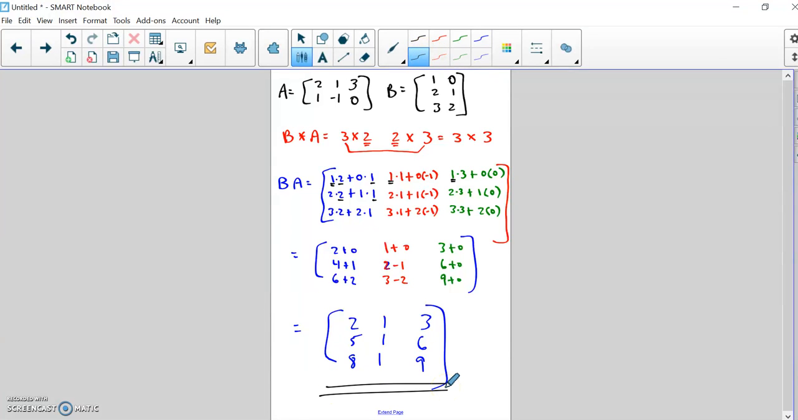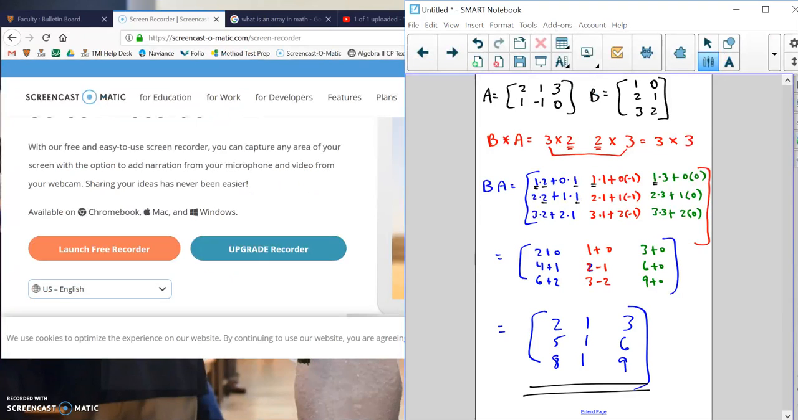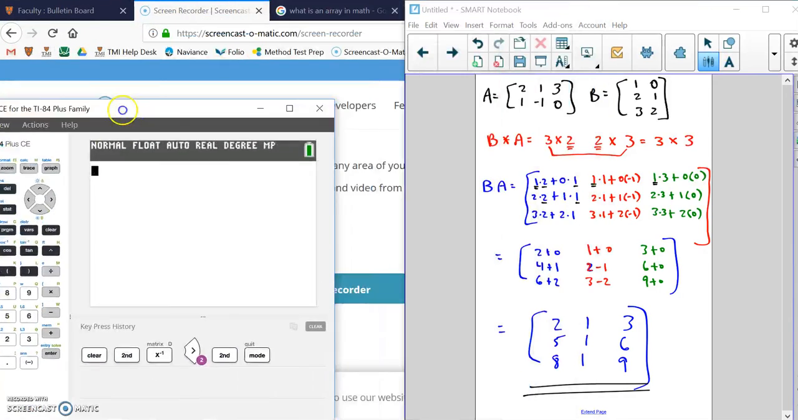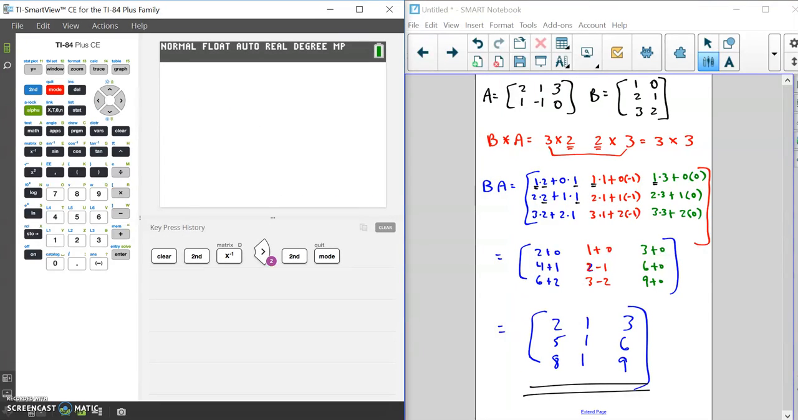Okay, real quickly, what I'd like to do is show you guys how to enter this on a calculator. Alright, so I'm going to go ahead and pull that up right now. I'm going to show you how to do B times A on a calculator, and we'll also show you what A times B is. And we'll talk about why we get the answer that we do for B times A.